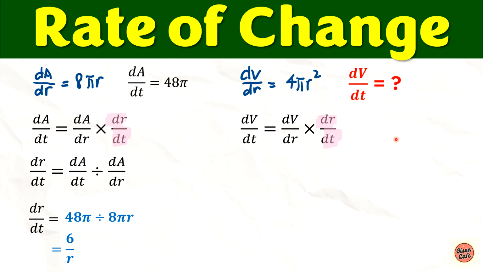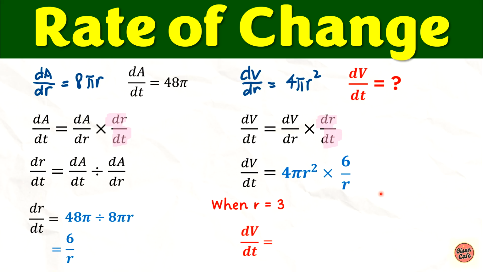So I'm going to substitute all the information that I have. dV/dt equals 4 pi r squared times dr/dt. And what is dr/dt? It is equal to 6 over r. Now, at the start of the question, it says that we need to find dV/dt at the instant when r is equal to 3. So I am going to substitute the value for r by 3. So I have 4 pi times 3 squared times 6 over 3. All I am going to do is simplify and evaluate this.